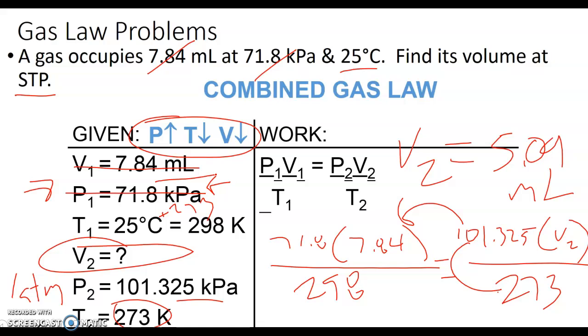The combined gas law isn't really any more difficult than the other three. You're just going to get 5 variables given, and you have to solve for the 6th. The other thing to remember is STP might come into play. We're always going to use Kelvin, not Celsius.